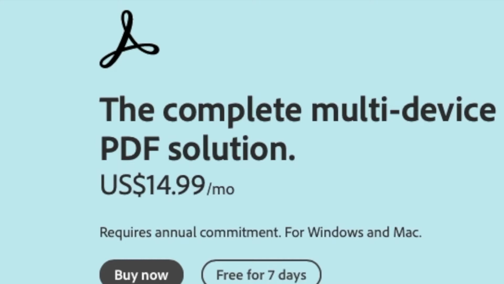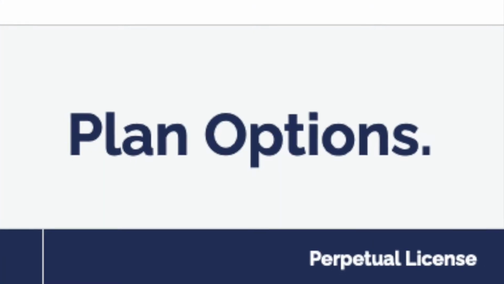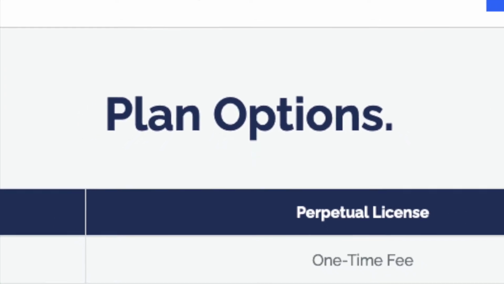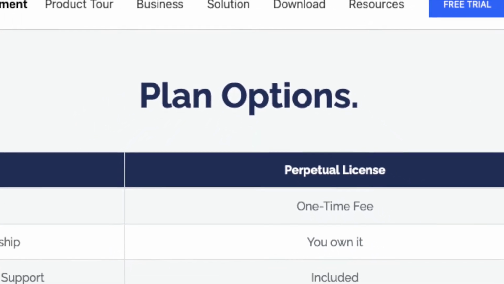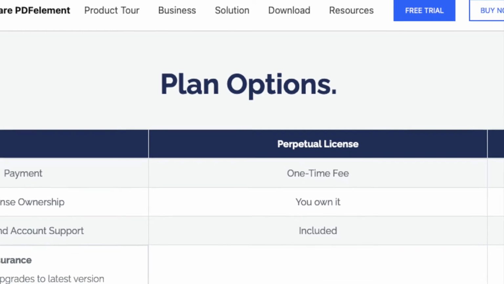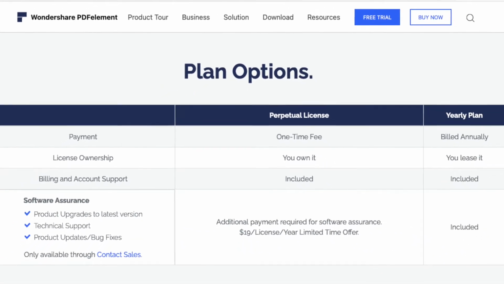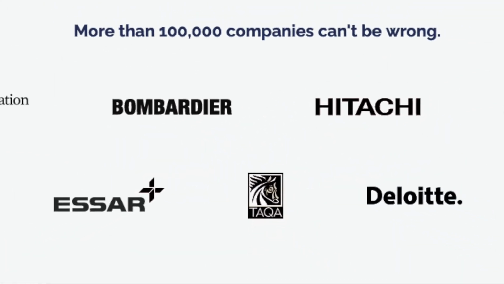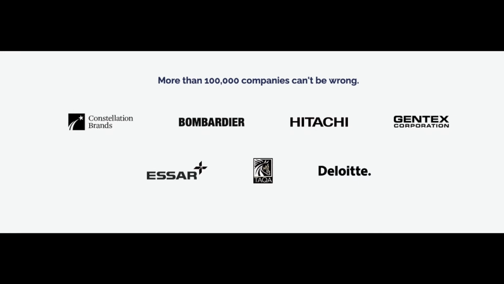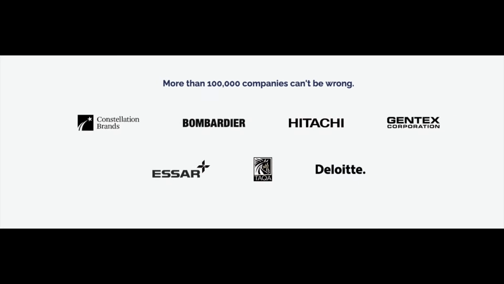Not a fan of the subscription model? Well, Wondershare offers a perpetual license to buy PDFelement, where you own the license to the software and only pay a one-time fee. Both plans include a 30-day money-back guarantee. Not convinced? Well, let's not forget that there are over 100,000 companies using PDFelement, including Hitachi, Bombardier, Gentex Corporation, and Constellation Brands, to name a few.